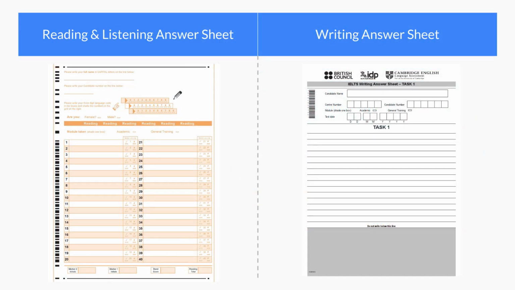Let us now talk about the answer sheet. You will have two different types of answer sheets. On the left-hand side, we have the answer sheet for the reading and listening. On the right-hand side, we have the answer sheet for the writing part. So when you're writing your answers for task 1 and task 2, you're going to have a sheet like this. And if you need extra paper, then you can ask your examiner.